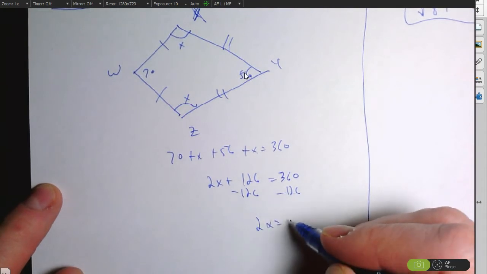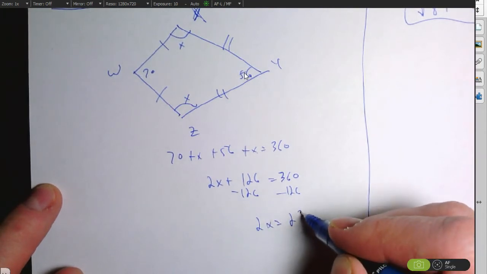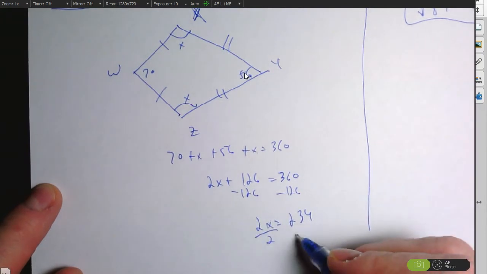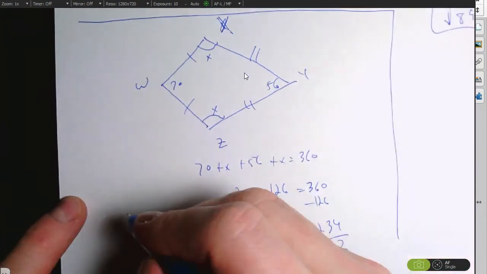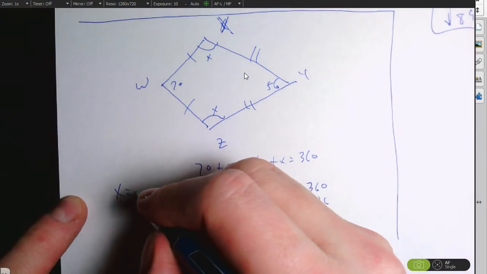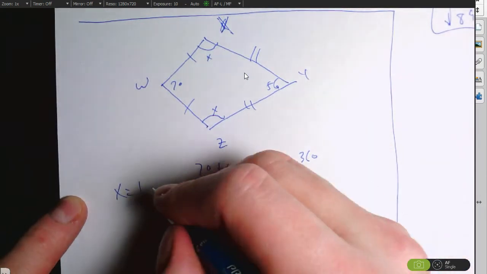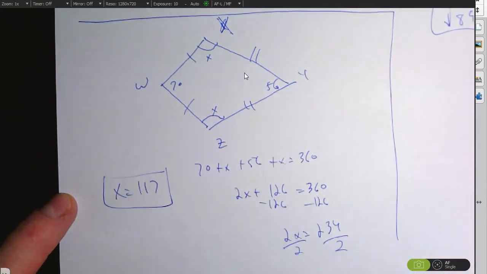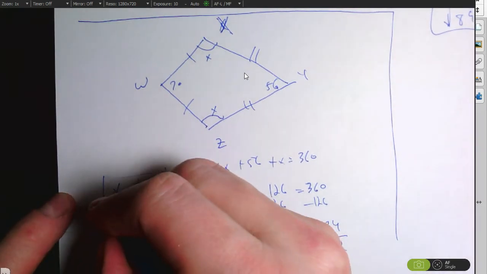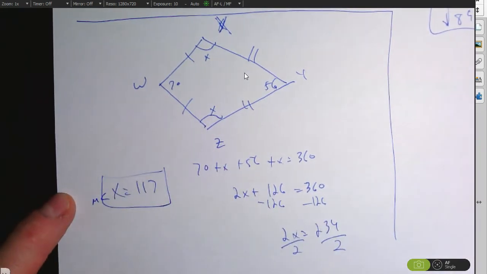2x is equal to 234. Divide by 2. Running out of space here, sorry. X equals 117. And that's actually the measure of angle x as well, which is what we wanted to know.